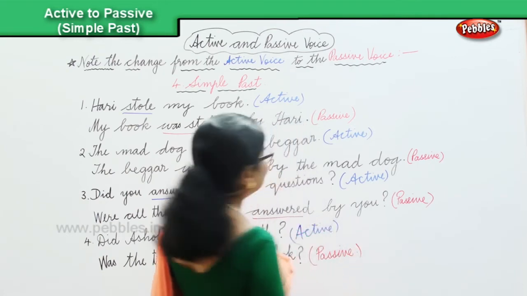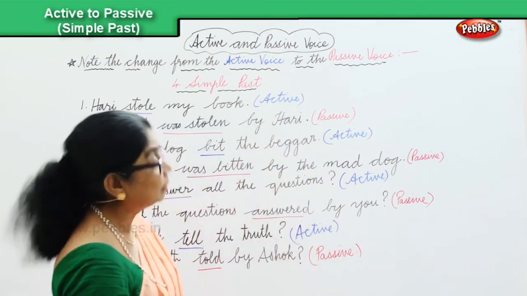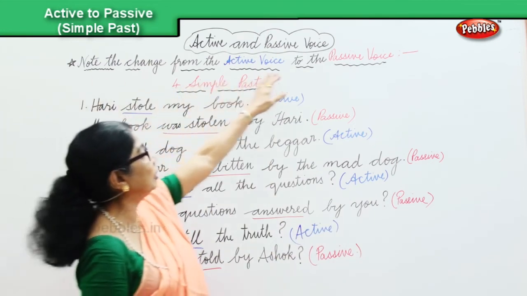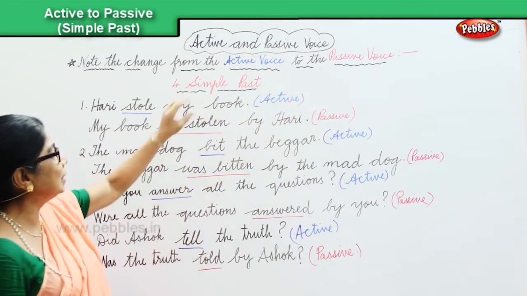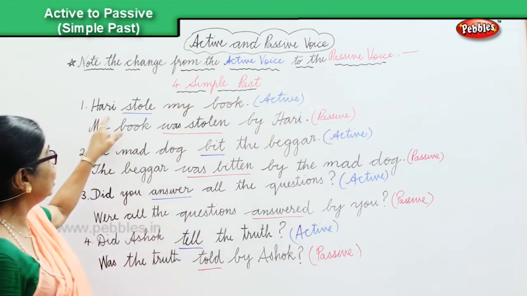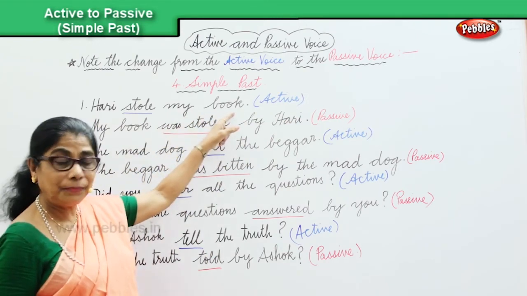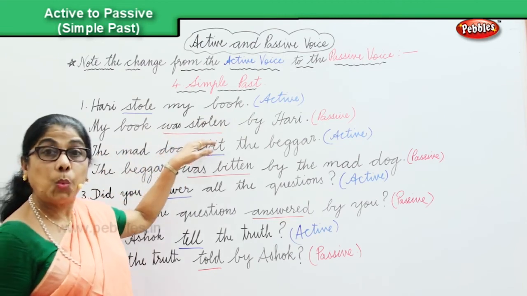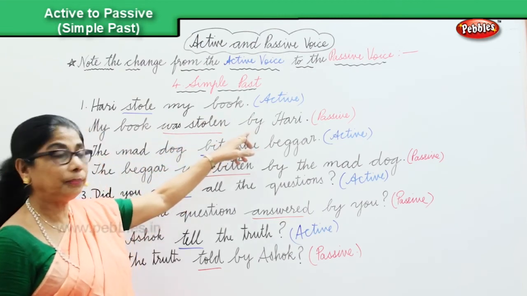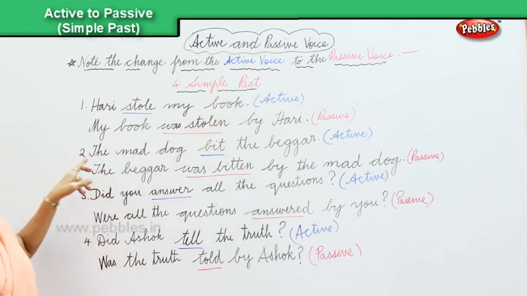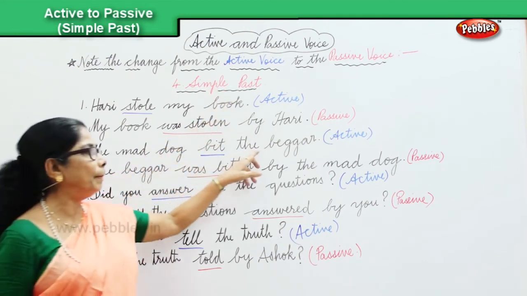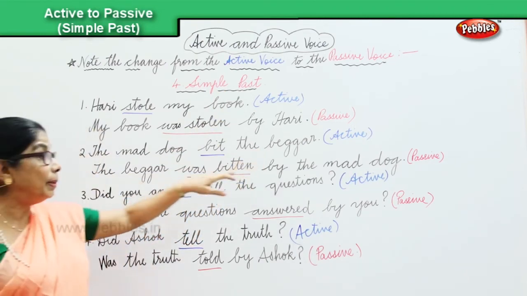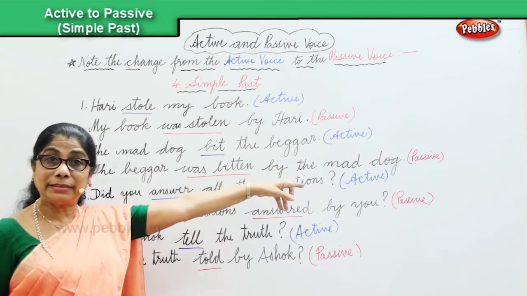We are looking at the simple past, the changeover of the active into passive voice. Note the change from active to passive voice. Simple past. Hari stole my book, active. And when you make it in the passive, my book was stolen by Hari. In the simple past, look at this. The mad dog bit the beggar, active. The beggar was bitten by the mad dog, passive.